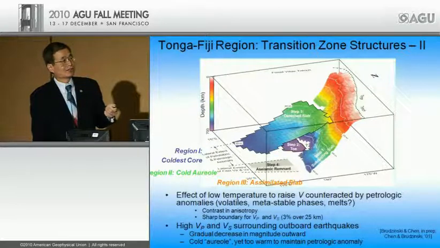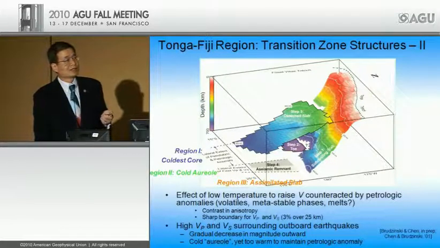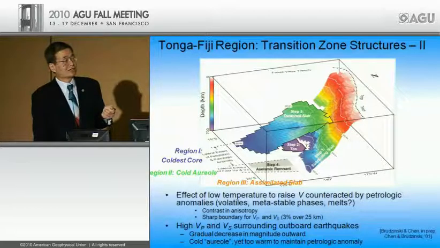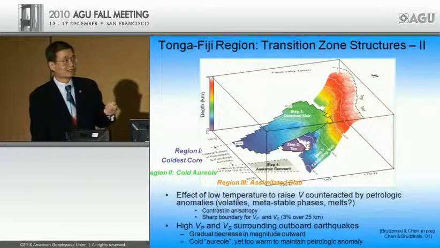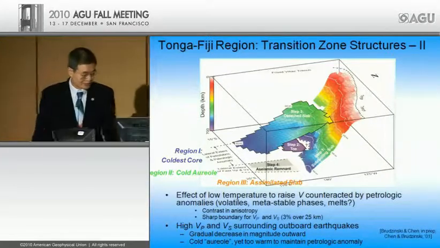Then on the fringes, the temperature rose a little bit. The petrological anomaly turns off, but the thermal anomaly is still there. So we see it in VP and VS. But then, of course, eventually the thermal anomaly peters away from the center of this petrologic anomaly.